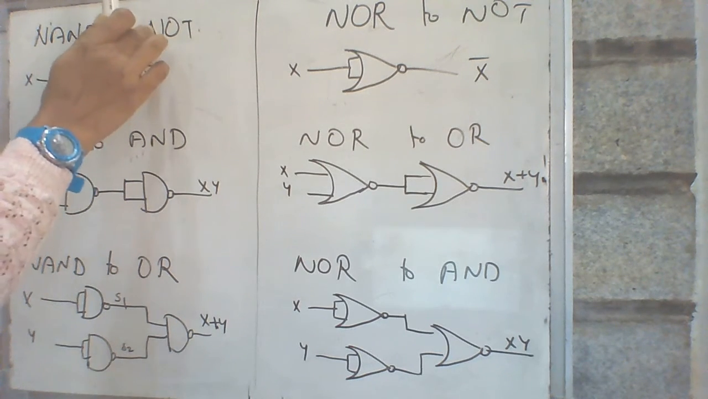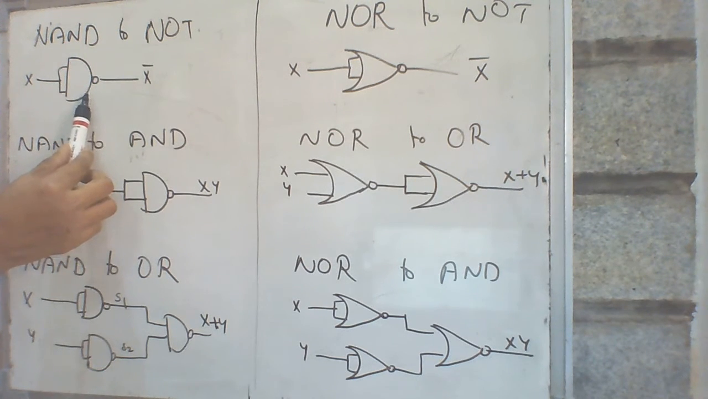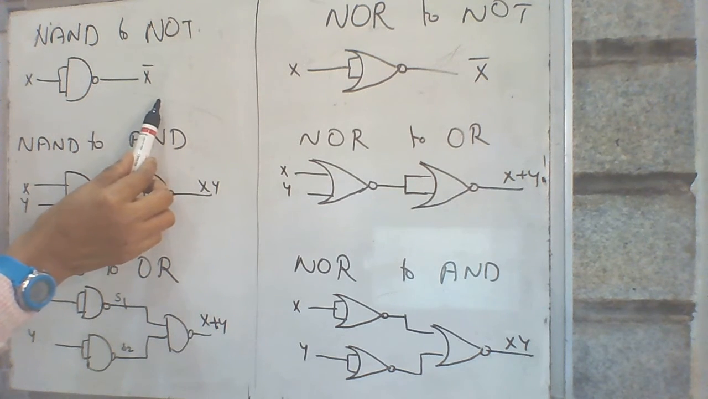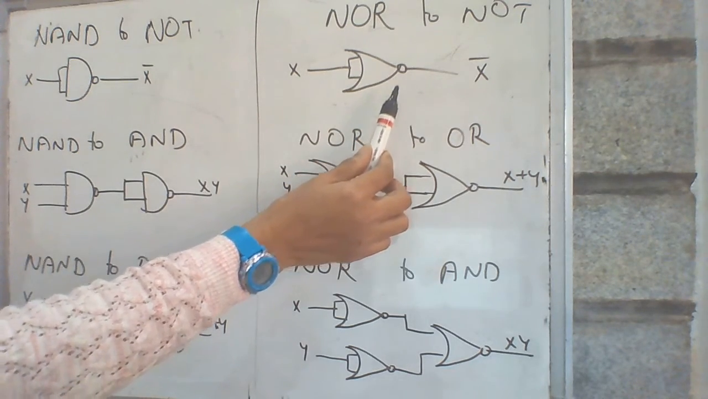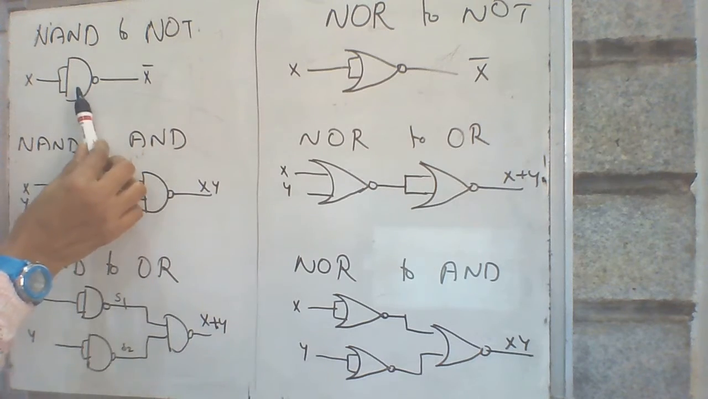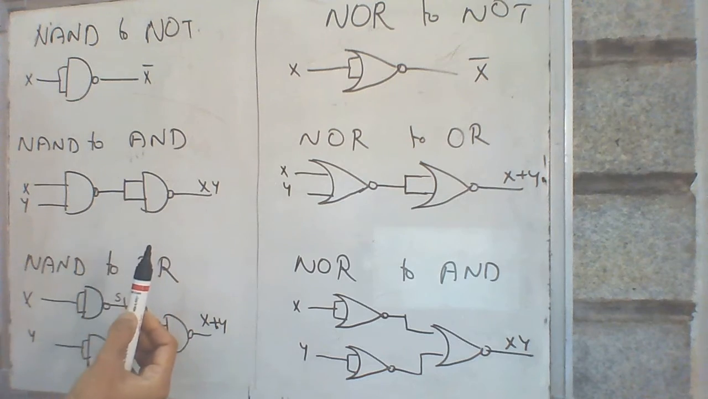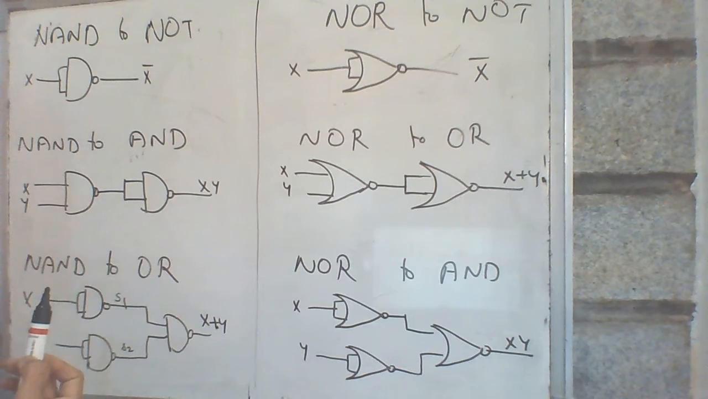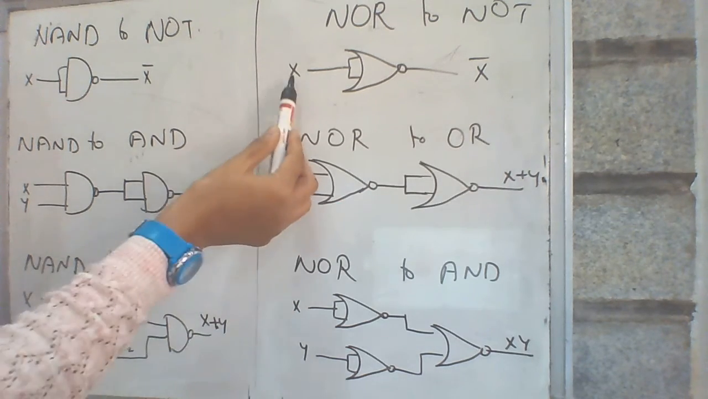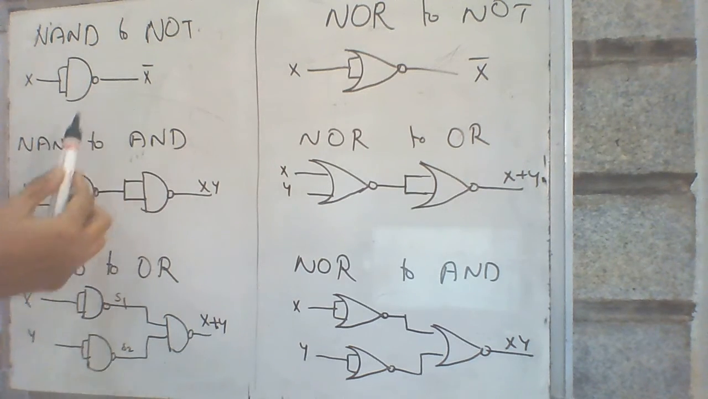NAND to NOT logic. How to design NOT gate using NAND gate. How many NAND gates are required? One and only one NAND gate. What is the output? X bar. Then same diagram for NOR gate also. Design NOT gate using NOR gate means instead of this NAND gate, we need to draw NOR gate. Output is X bar. Input X. One and only one input, that is X. Same diagram. Then the second diagram.